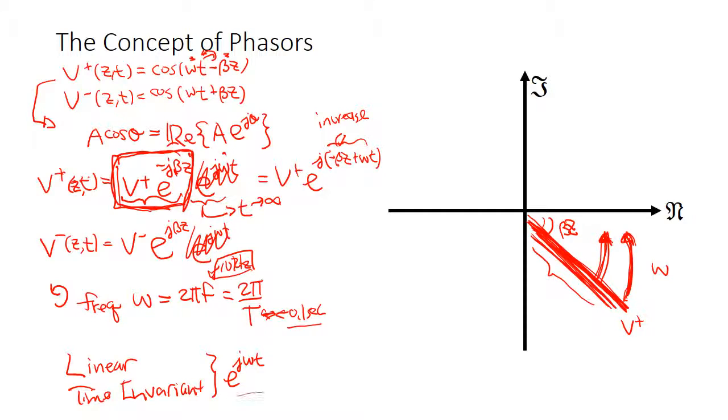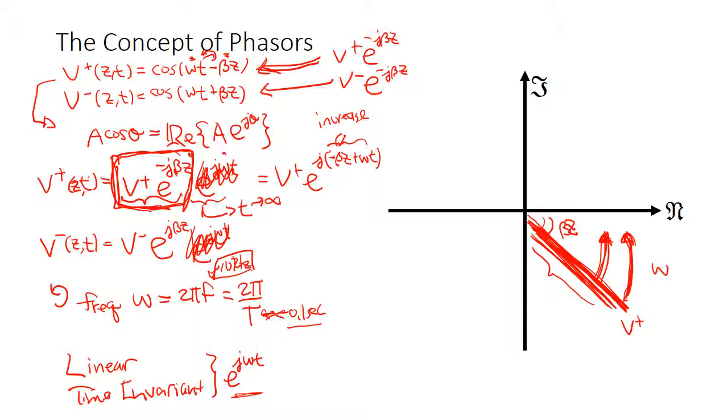I just need to add in e to the j omega t and then figure out at what time I want to evaluate. So the phasor form of this signal here is what we have if we just forget about the e to the j omega t. So the phasor form of this forward propagating wave is V plus e to the minus j beta z, and for the reverse propagating wave, it's the amplitude times e to the plus j beta z.